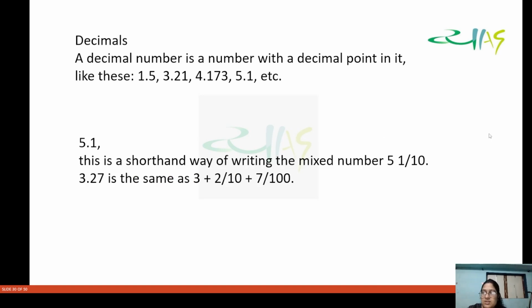Decimals we know. Now see, whenever we are writing a decimal, for example 55.1 we are writing, so this is 551 by 10. If we are writing 3.27, so we can write this in another way also, that is 3 plus 2 by 10 plus 7 by 100.